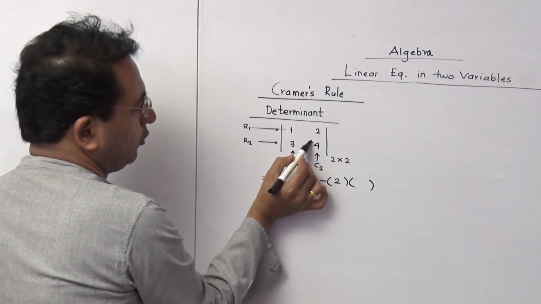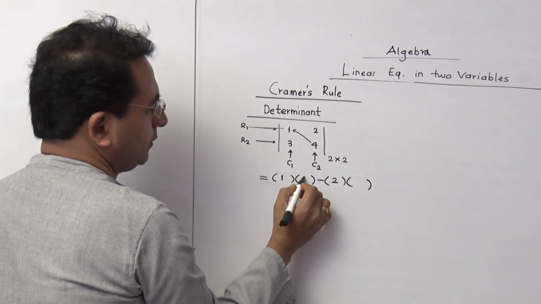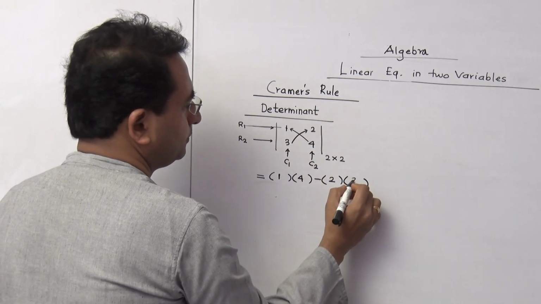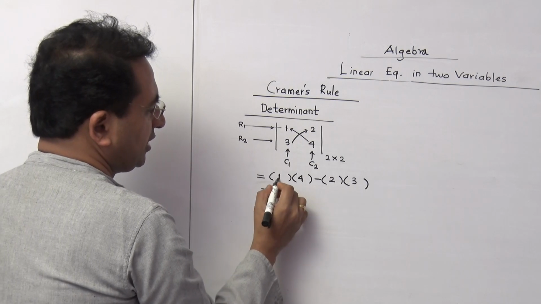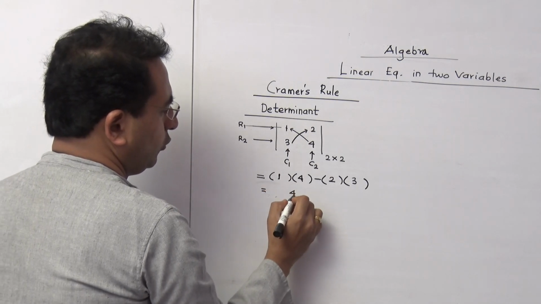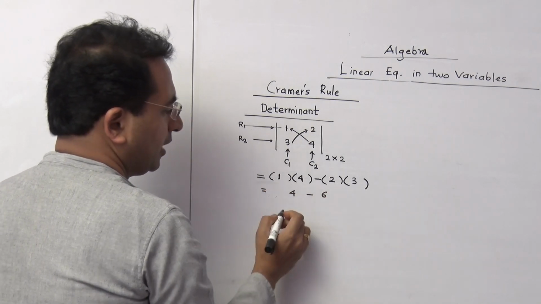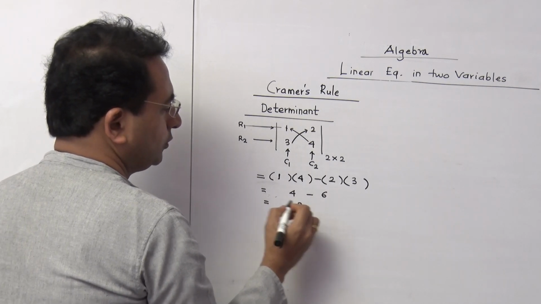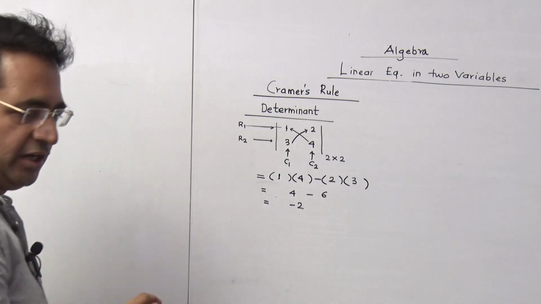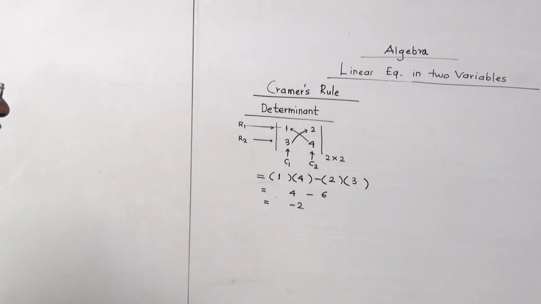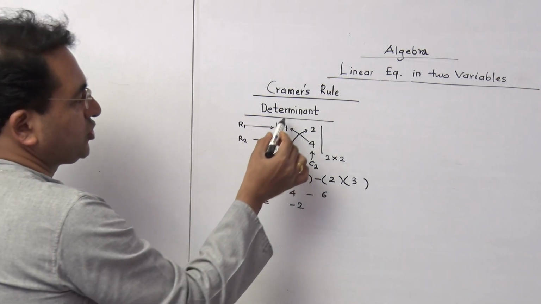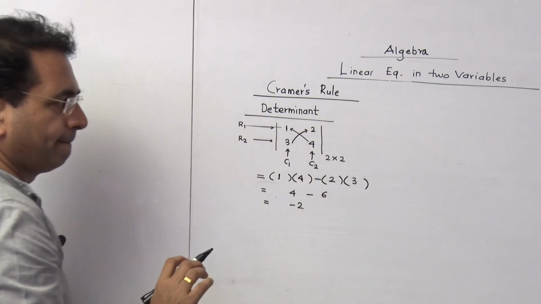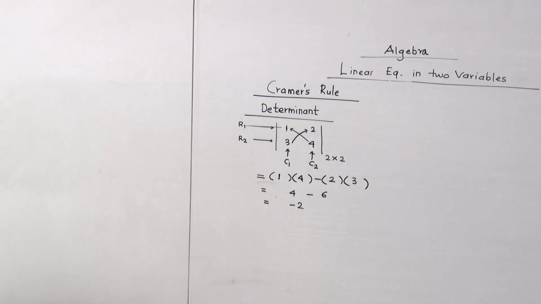This 4 we take along with 1, and this 3 we take along with 3. So your answer is 4 into 1, that is 4, minus 6. And that's why we get the answer minus 2. This is the way in which you find the value of a determinant. They can ask you this question for 1 mark. Is that clear to you?